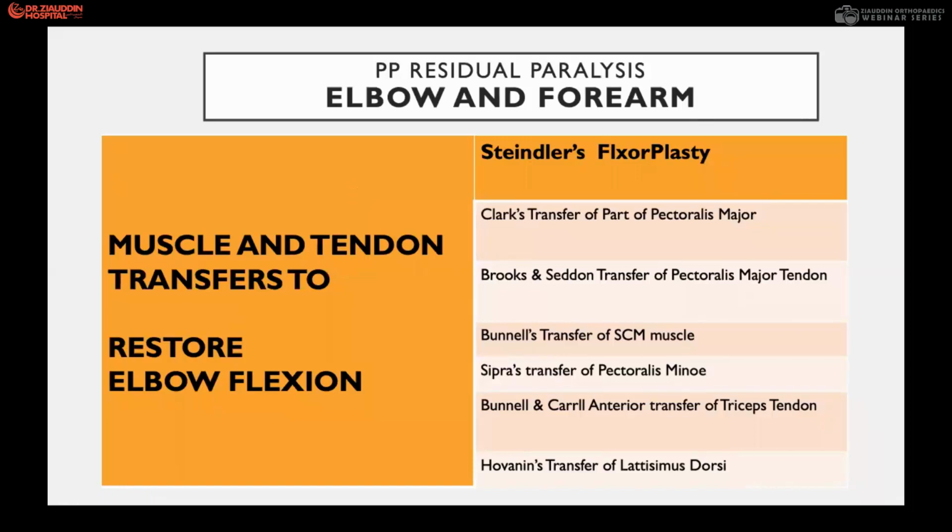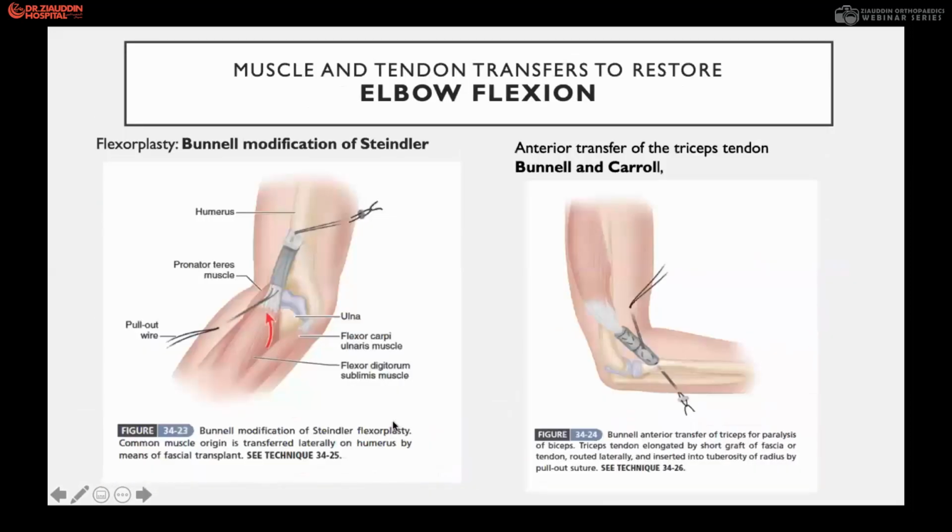We will discuss which muscle we shift or transfer for the paralysis to restore elbow flexion. Common methods we use are Steindler's flexorplasty, the Kirachi transfer of pectoralis major, the Brooks and Ziauddin transfer of the pectoralis major with biceps tendon, and some people, Bunnell, have done the sternocleidomastoid muscle transfer. Sipra has done the pectoralis minor transfer, Bunnell and Carroll the anterior transfer of the triceps tendon, and Hovenian the transfer of the latissimus dorsi. A few details we will discuss here.